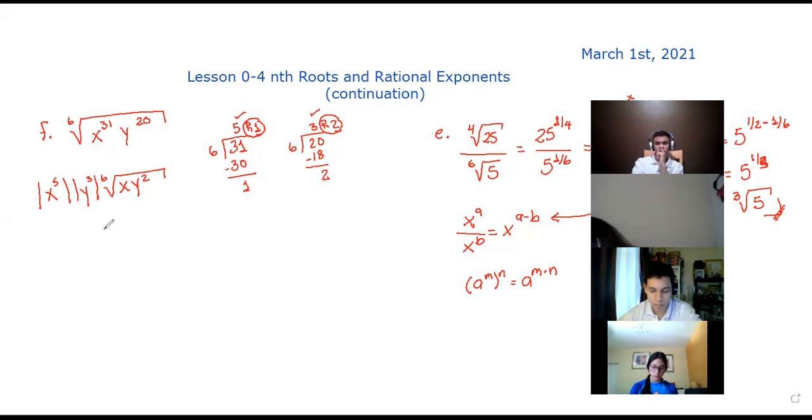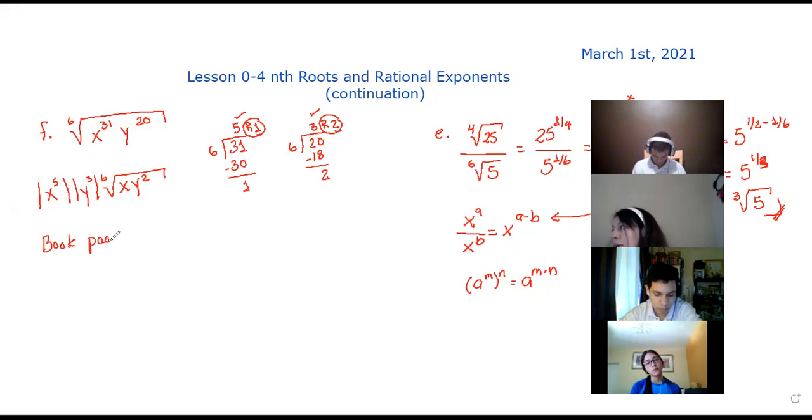Okay, the following exercises, you are going to find them on page 17. Sorry. I'm going to erase this. Book page 17. And we're going to work on exercises 17 to 22. Okay, let's work with number 17.